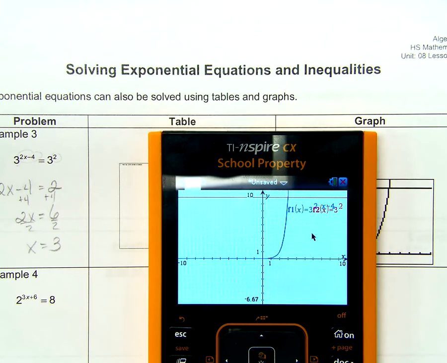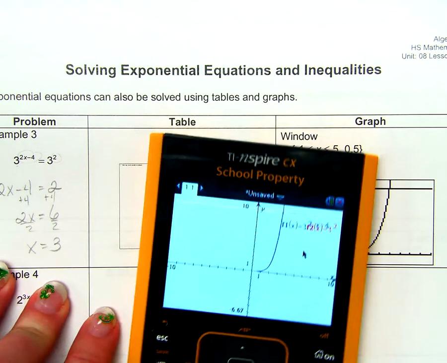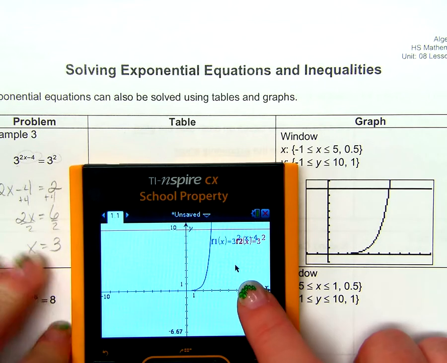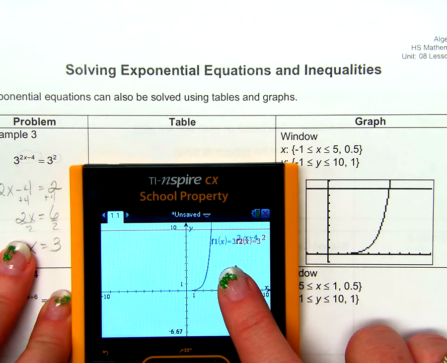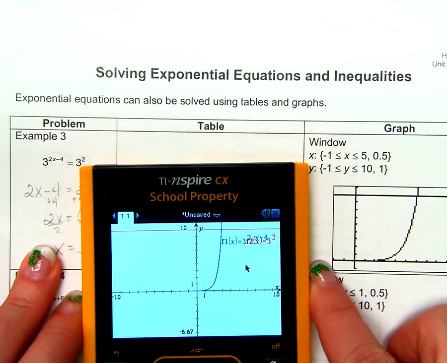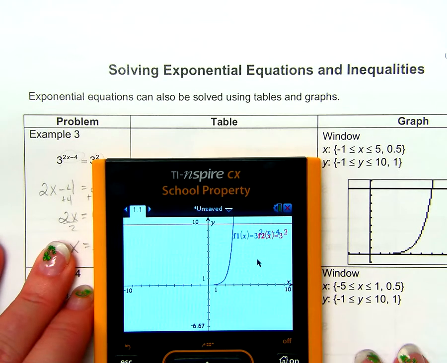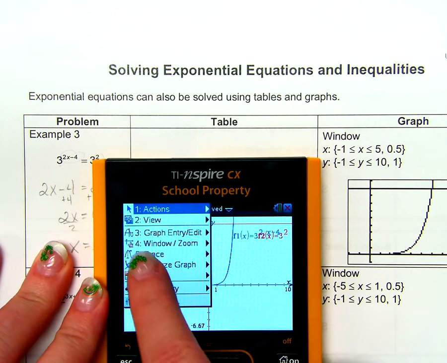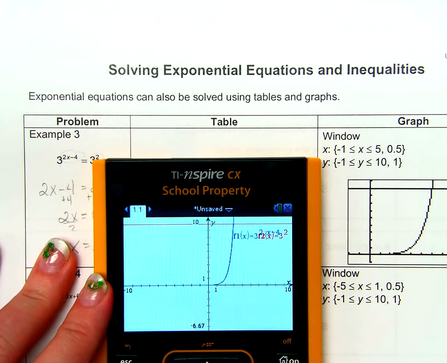That looks better, doesn't it? Still not exactly the same. If we're doing this by ourselves, that's perfectly fine. But since we are following this example, let's go ahead and change our window to the one they give us. Menu, window, window settings.